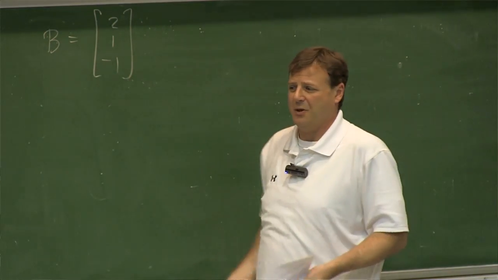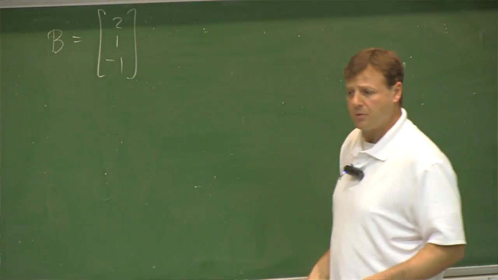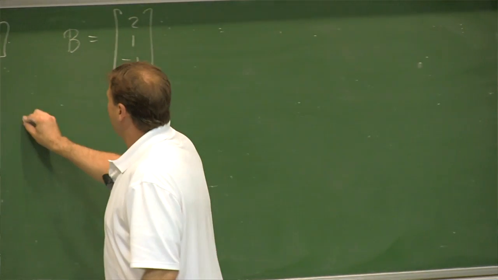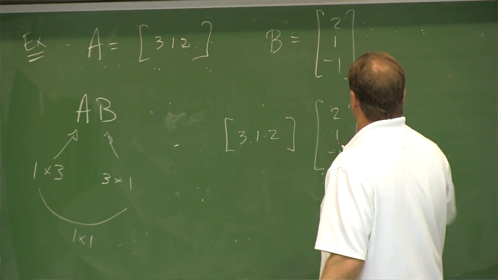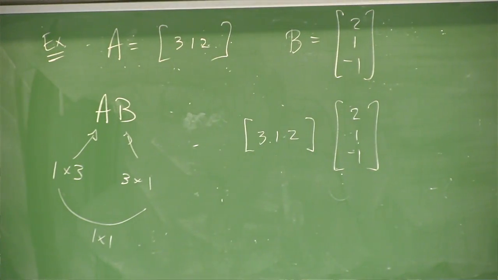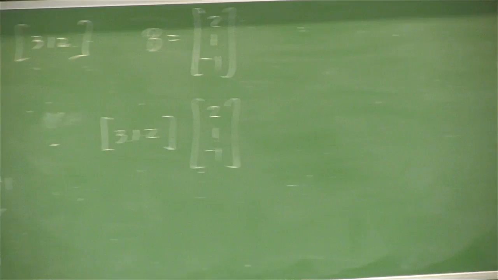Now that should be surprising. Why should it be that when I multiply those two, I get a real number? That's the way matrix multiplication works. Okay, let's do it. What do I do? Okay, well, let's just slow down.